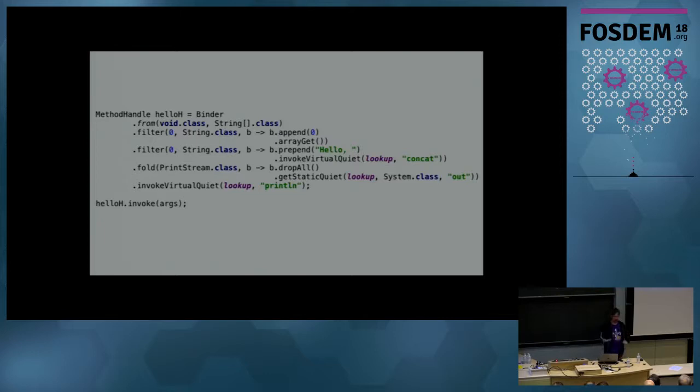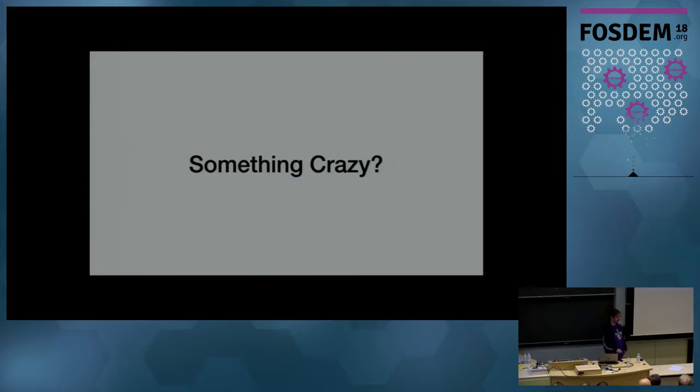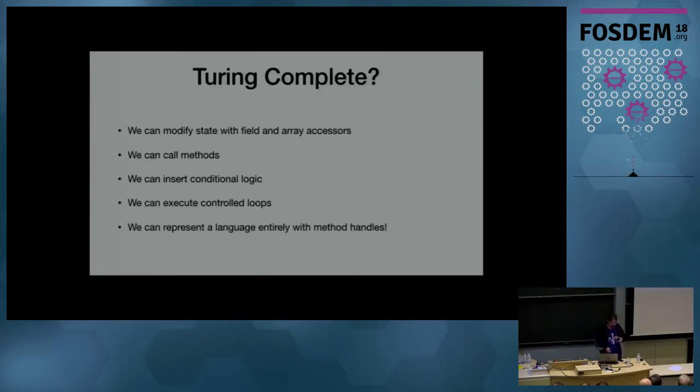OK, so I said we're going to try and do something crazy with this. Now that we have loops as part of the method handle API, we've essentially created a Turing complete set of IR, right? We can modify state. We can call functions. We can have conditions. We can do loops. We can represent a language. We can actually compile a language into method handles if we like. And so that's what I decided to try to do.